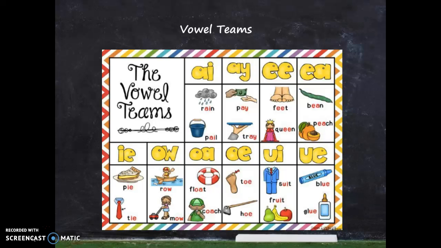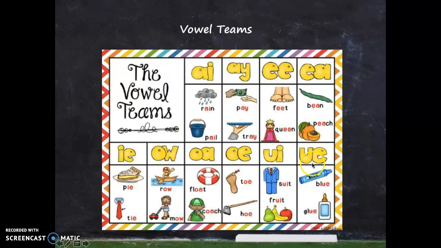We have vowel teams that make the E sound. These are E-E and E-A. I have one vowel team that makes the long I sound, and that's I-E. There are three vowel teams that make the long O sound: O-W, O-A for float, and O-E as in toe. All of those make that long O sound.